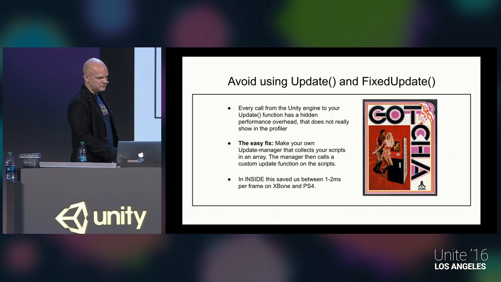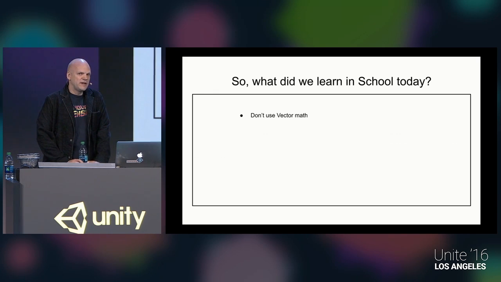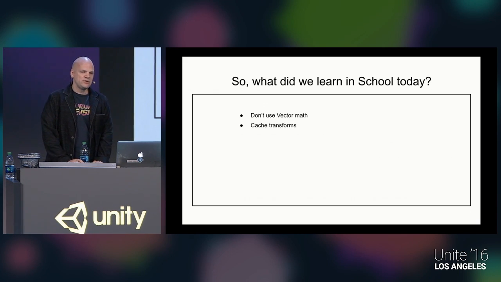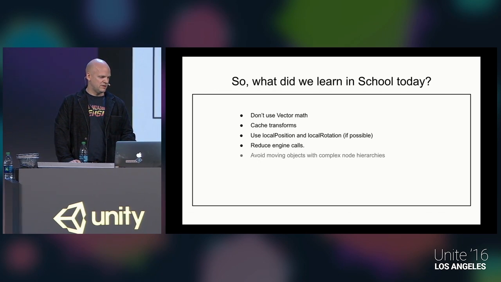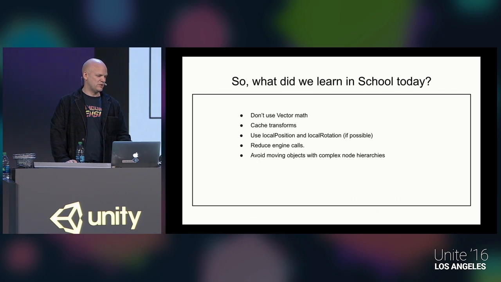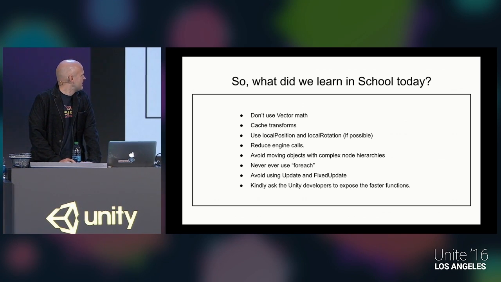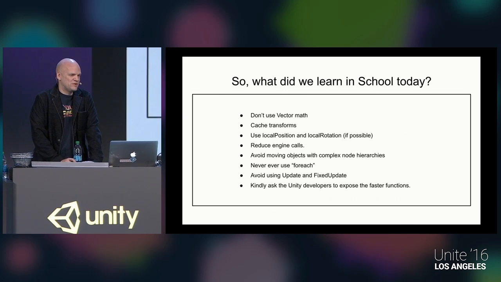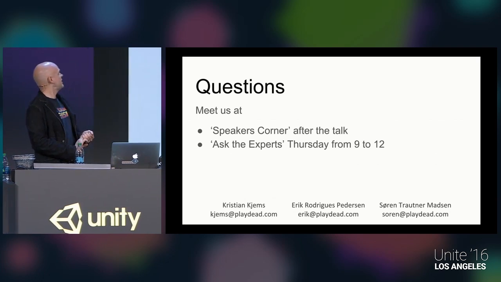Gotcha. Okay, so what did we learn today? Don't use vector math, and cache your transforms, and use local position and local rotation if possible. Reduce your engine calls. Avoid moving objects with complex node hierarchies, and never use foreach. Avoid Update and FixedUpdate, and kindly ask the nearest Unity developer to expose the faster functions to move stuff. Okay, so that is actually it.